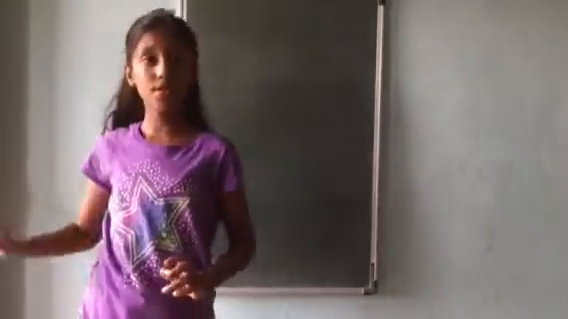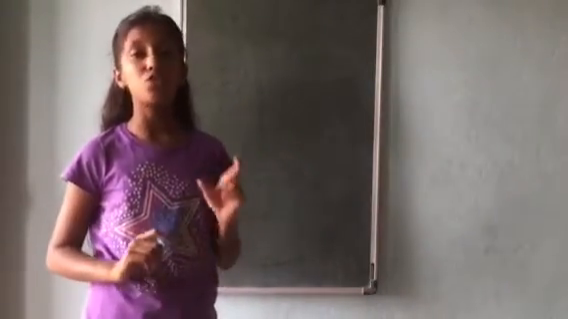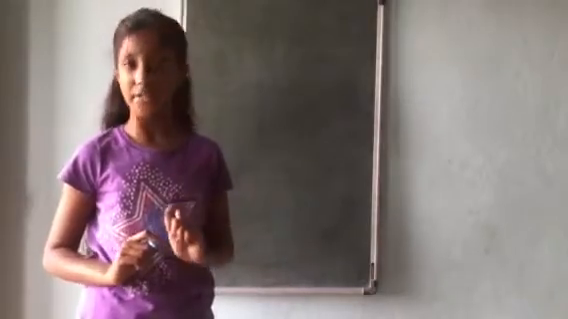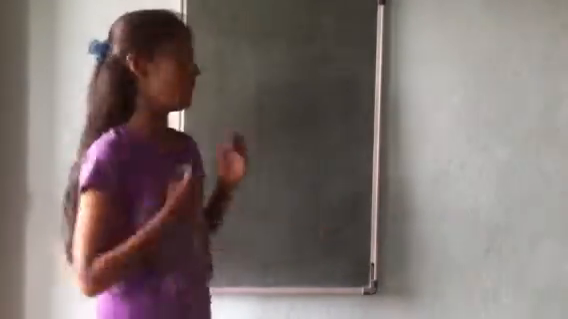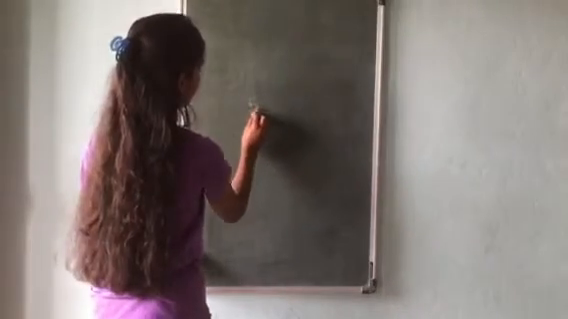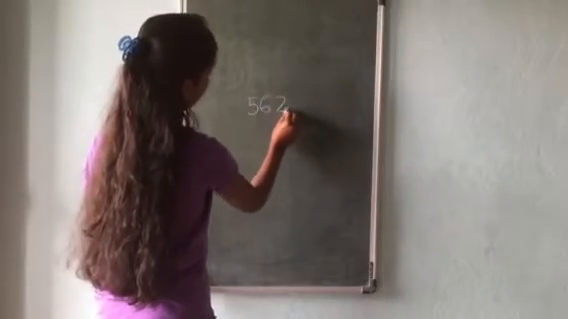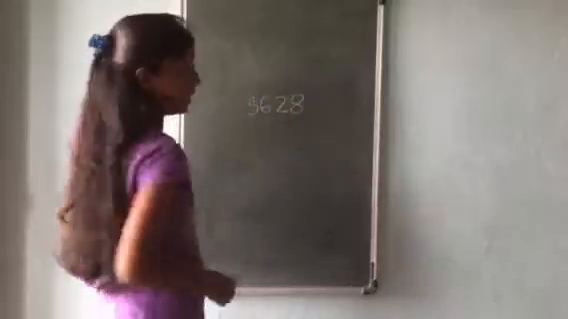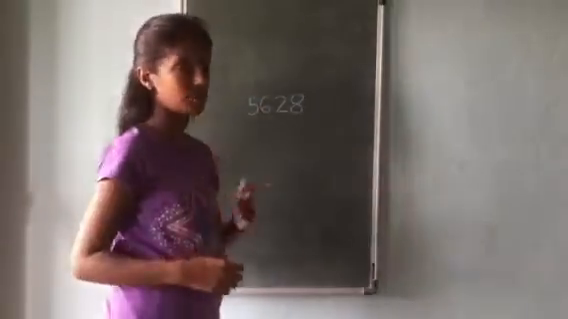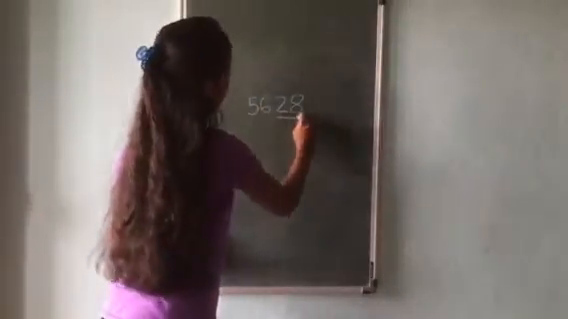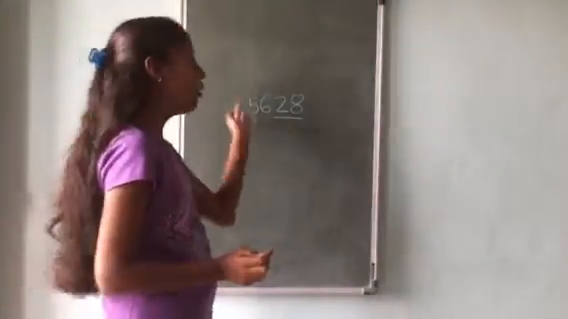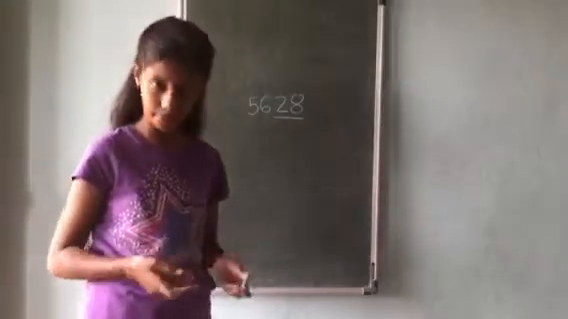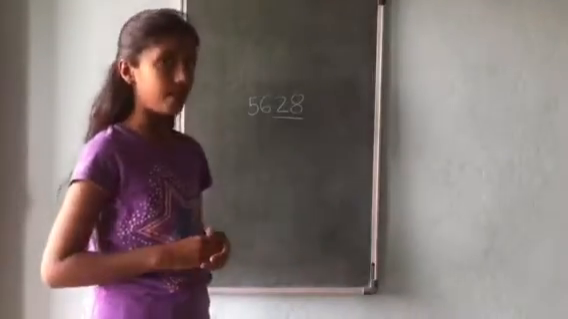Now 4's rule says that if the last two digits are divisible by 4, then the whole number is divisible by 4. For example, 5628. We look at the last two digits, which is 28. Now is 28 divisible by 4? Yes. So the whole number is divisible by 4. Now we'll talk about 5.